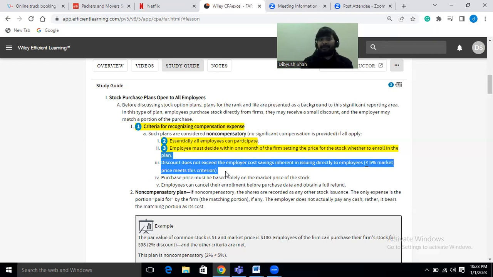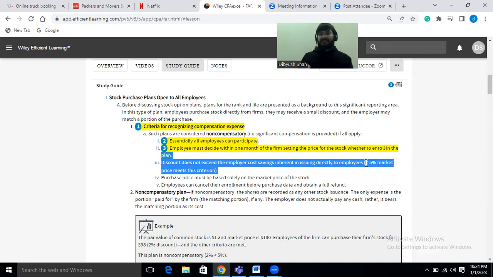So you can issue them at a discount, but that discount should not exceed the employer's cost saving that is generally inherent whenever you issue shares in the market. The general rule is less than or equal to 5% of the market price. It meets the criteria. And it's a very common thing, because the market is very volatile. Today, when I'm setting a price, suppose Apple's share is trading at $100 a share. I am setting the price at 96. One month later, the price can go up to 120, or go below 80. That will not change this.